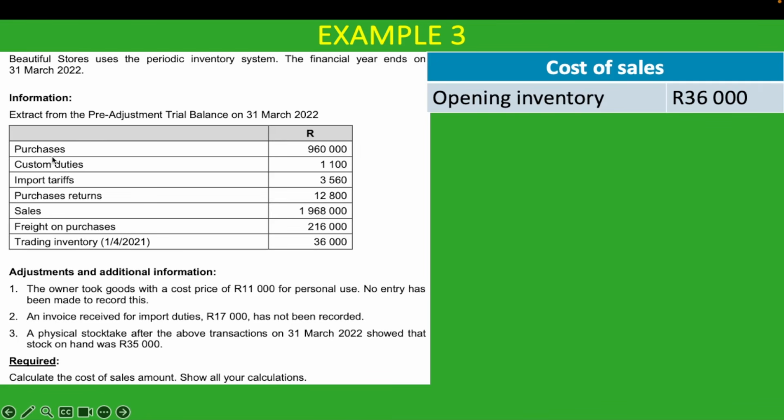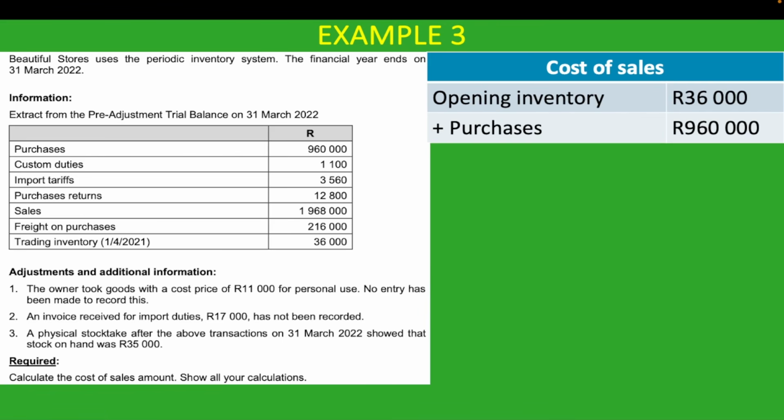And so let's go down on our table. We've got purchases. Remember our formula, opening inventory plus purchases of 960,000 Rand. So we're going to add that, plus purchases of 960,000 Rand. And then next, we've got custom duties. So we're just going to work our way down. We've got custom duties of 1,100 Rand. Remember, we have to add our custom duties because it forms part of the cost of our inventory.